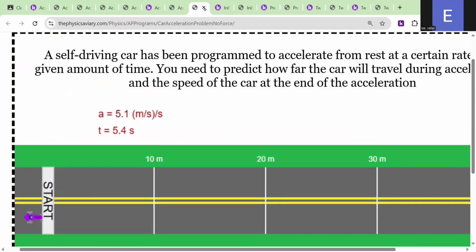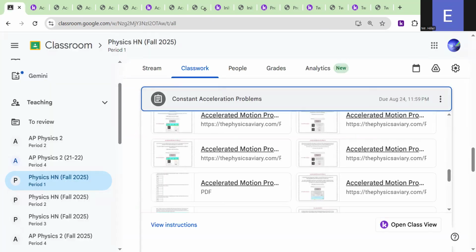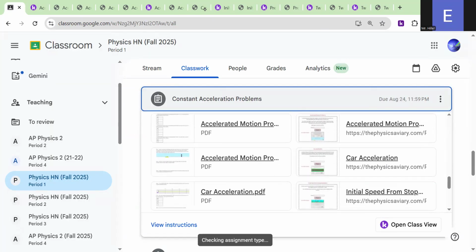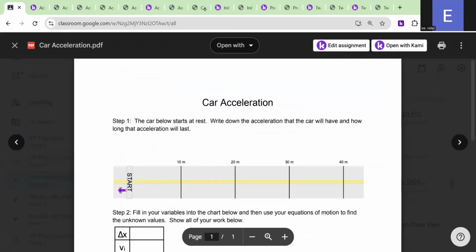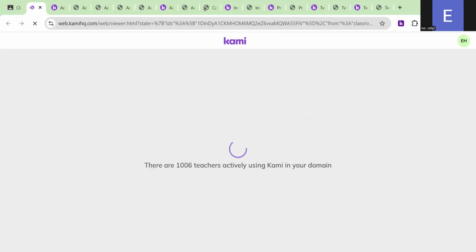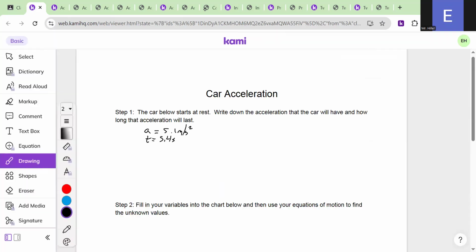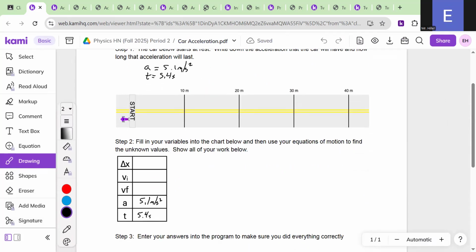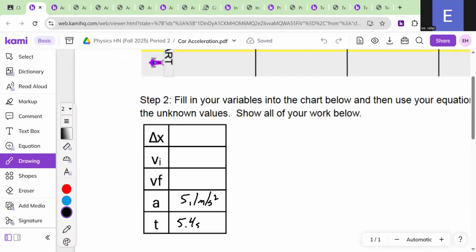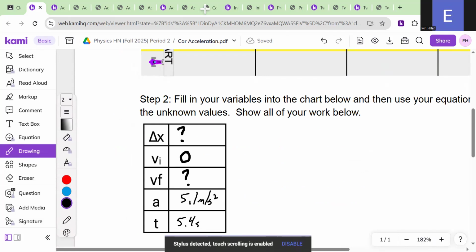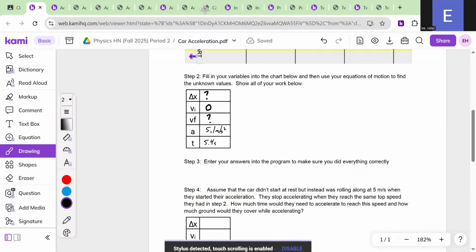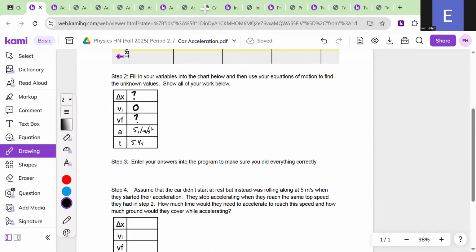Oopsie, I think I accidentally deleted it. All right, let me go back. There we are, back again. I also know that V naught is 0 because I'm starting from rest. I don't know the final speed and I don't know the displacement.